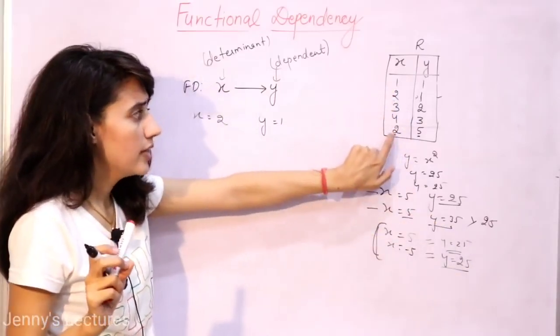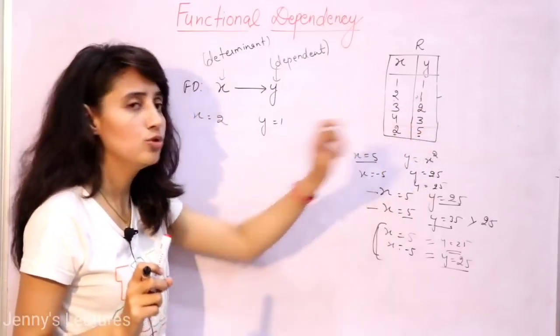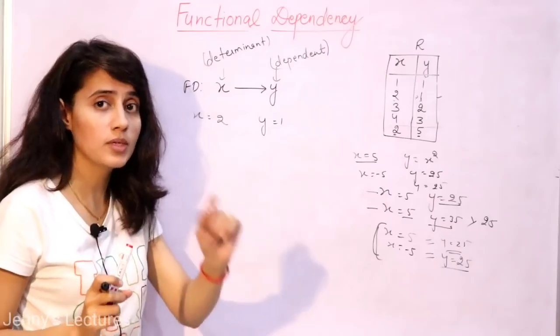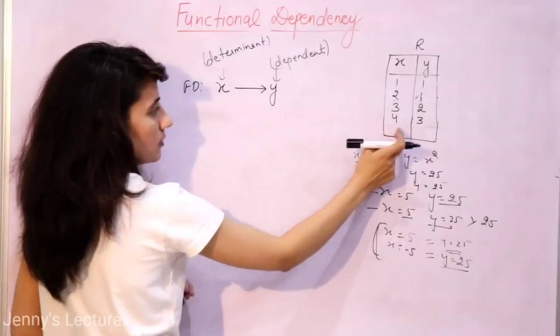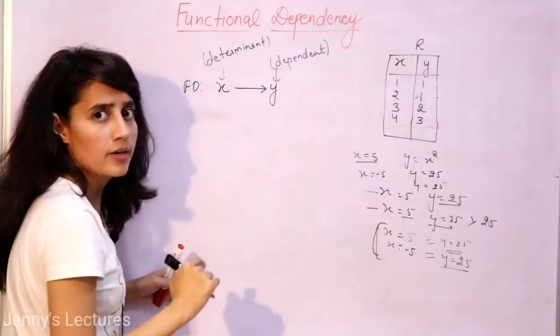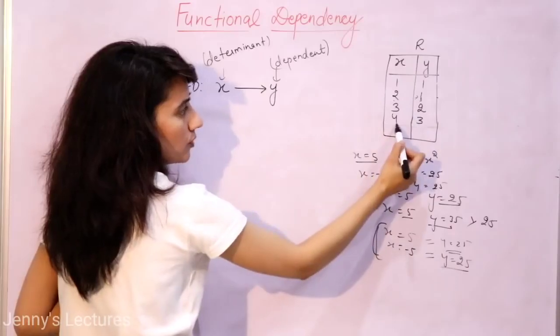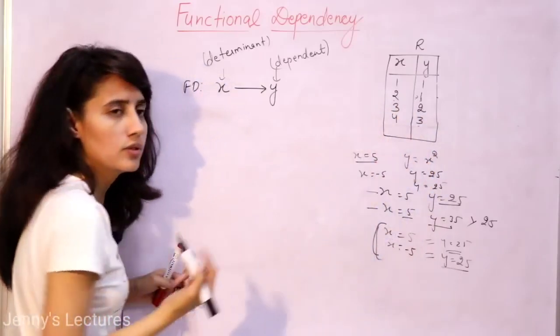If the x value is the same in two rows or in two tuples, then the y value must be the same. Now see, this table is there, I have removed that row. Now if I say the x value is 4, tell me the value of y. Can you tell me? Yes, x value 4. No repetition of 4 is there in this x, so I can tell the y value is 3.